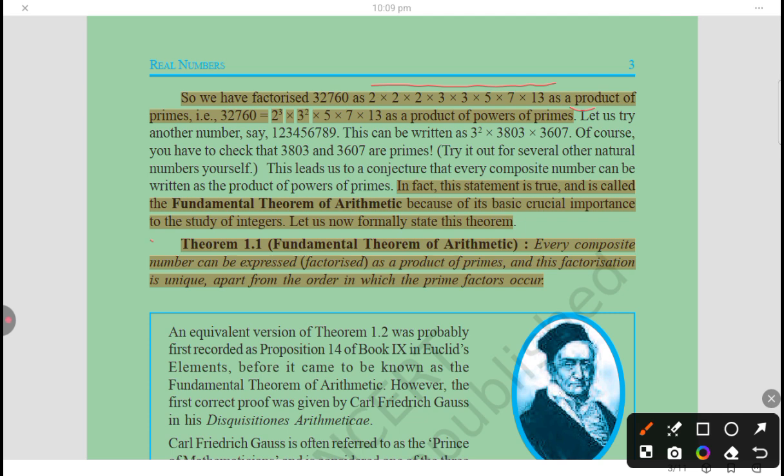And one more thing, this Theorem 1.1, the fundamental theorem of arithmetic, the statement will come in board exams, so you have to learn this one. Every composite number can be expressed or factorized as a product of prime numbers, and this factorization is unique, apart from the order in which the prime factors occur. So you have to bear this in mind. Important.